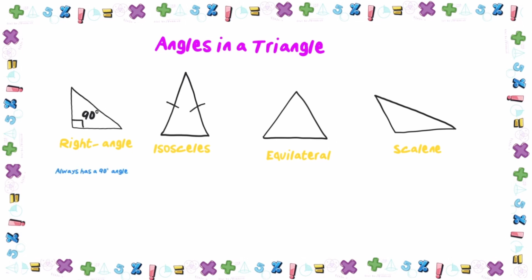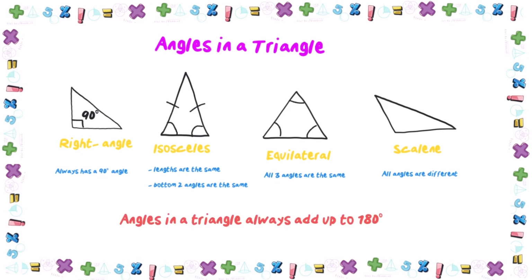In an isosceles triangle, the bottom two angles are always the same. In an equilateral triangle, all angles are equal, which is always 60 degrees. In a scalene triangle, all angles are different. And remember, angles in a triangle always add up to 180 degrees. So that means all three angles.